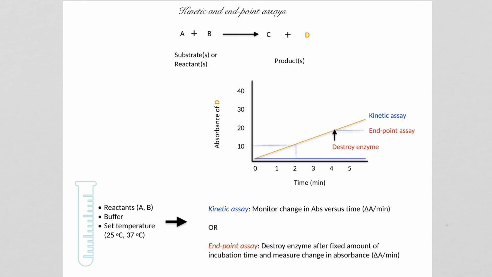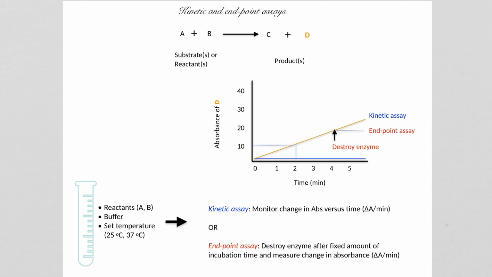There are two common ways of doing this. One is called the kinetic assay and the other is called the endpoint assay. In kinetic assay, we continuously monitor the change in absorbance versus time. While in endpoint assay, we actually destroy the enzyme after a fixed amount of incubation time, and then we measure the change in absorbance.